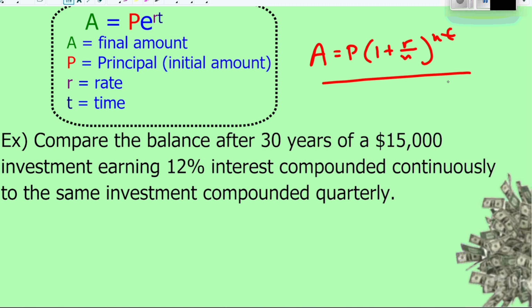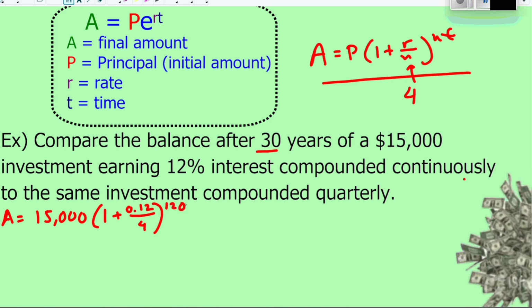And it says we have a $15,000 investment. So I'm looking to find what A is. I don't know the A, but I do know this is going to be $15,000 times 1 plus, and then the R here is a rate of 12%. As a decimal, that's 0.12 over N. This is compounded quarterly this time. We'll do the continuously one with our new formula in a second. But for right now, quarterly, I'm going to plug in a 4 for the N. Okay. And then raised to the NT. Well, if it's 30 years, T is 30, and then the N is 4. 4 times 30 is 120. So we're going to find this one out.